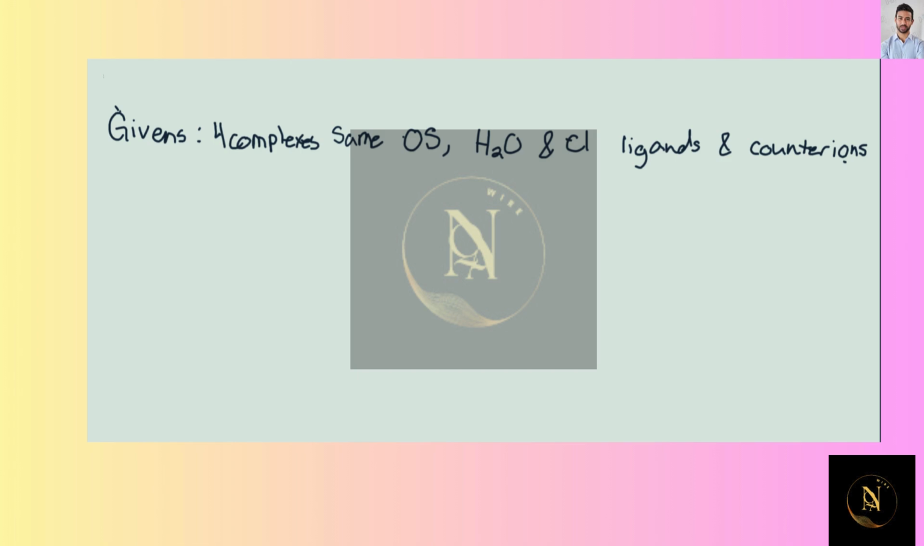Chapter 21, question 6, asks us to determine how many moles of silver chloride will precipitate out, given that there are 4 complexes with the same oxidation state, 1 mole each in water with H2O and Cl minus ligands and counterions. These complexes are all octahedral.